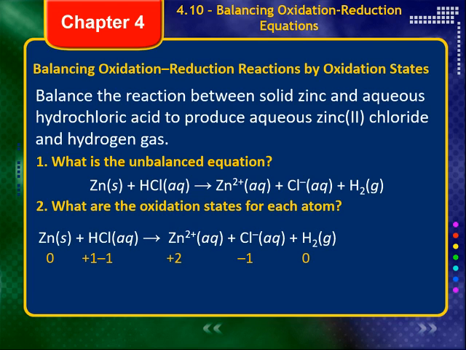I have zinc solid. Okay, it's isolated by itself, just going to be 0. The hydrogen in hydrochloric acid is a +1. The chloride there is a -1. On the right side of the reaction arrow, that zinc ion is going to have an oxidation number similar to its charge, so +2. The chloride ion, oxidation number of -1. And that isolated hydrogen, which is pure hydrogen, is going to be a 0 oxidation number.